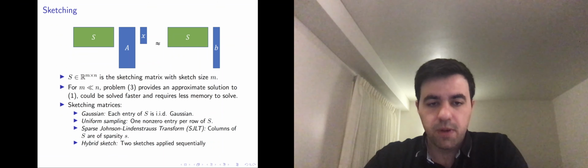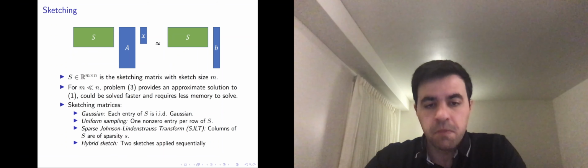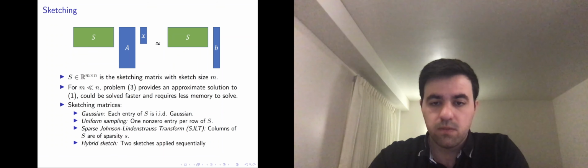There are many possible random sketching matrices in the sketching literature, such as Gaussian, where each entry of the matrix S is sampled from the IID normal distribution, or uniform sampling, which randomly selects m out of n rows.